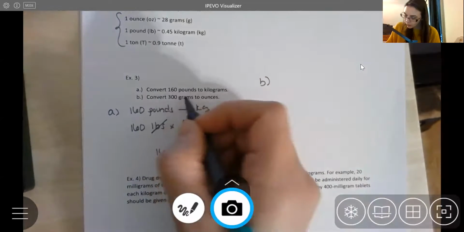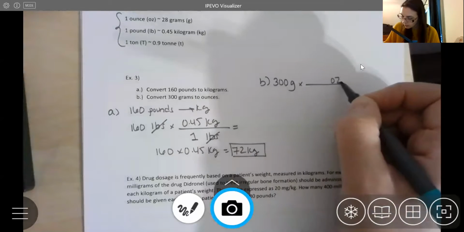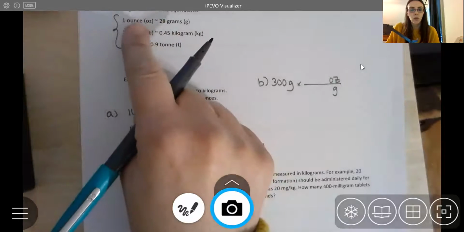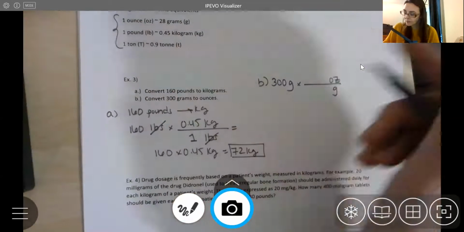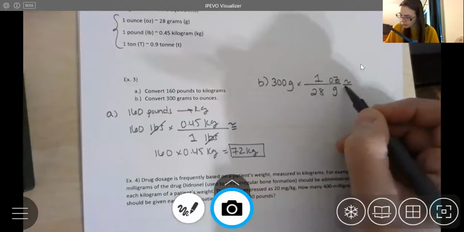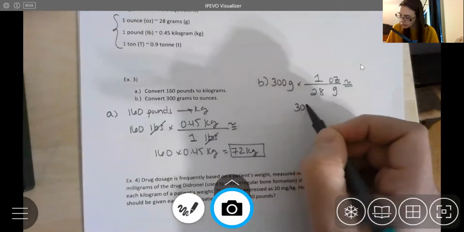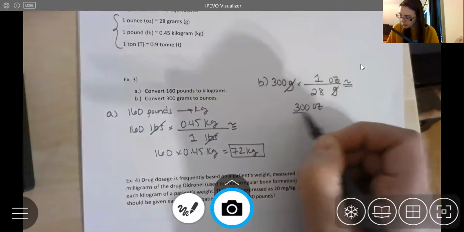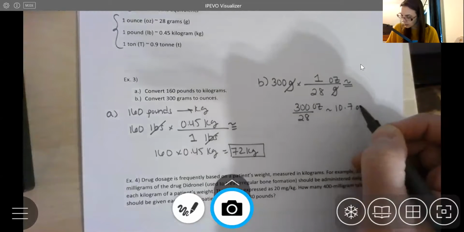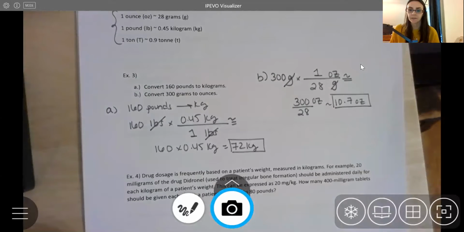For the second one, we're going from 300 grams to ounces. Okay, so I want to get rid of grams. I want to go to ounces. I'm going to look and see if I have a conversion, which I do. So 1 ounce is about 28 grams. And I guess these are approximate because we're rounding here for equivalence. So multiplying by one isn't going to change anything. So I have 300. My grams will cancel. So I have ounces divided by 28. And when I divide that, I get about 10.7 ounces. So 300 grams is about 10.7 ounces.